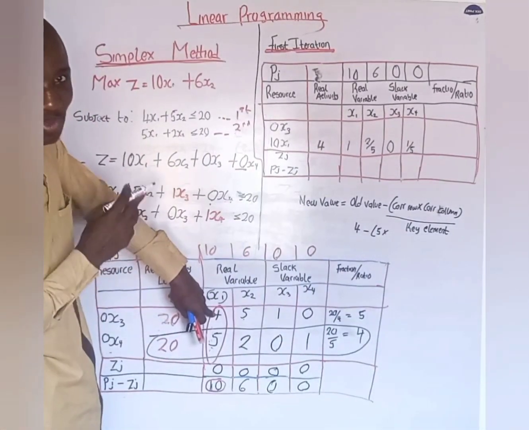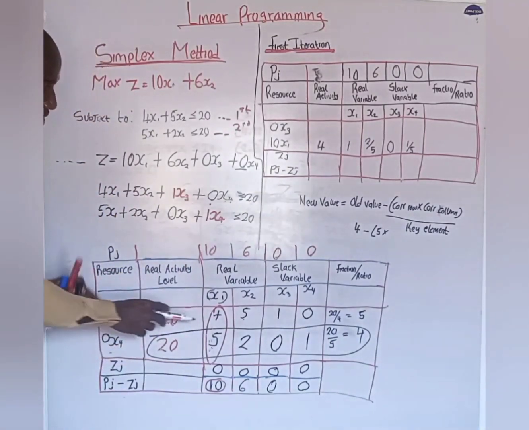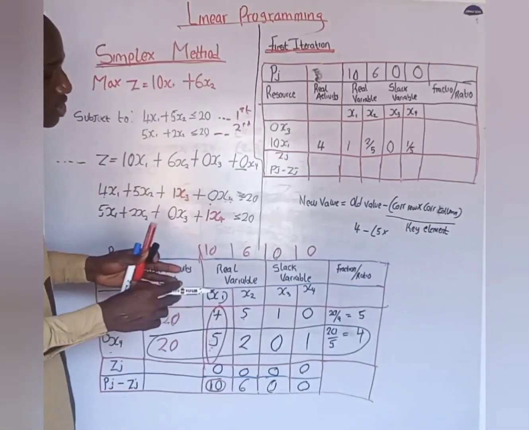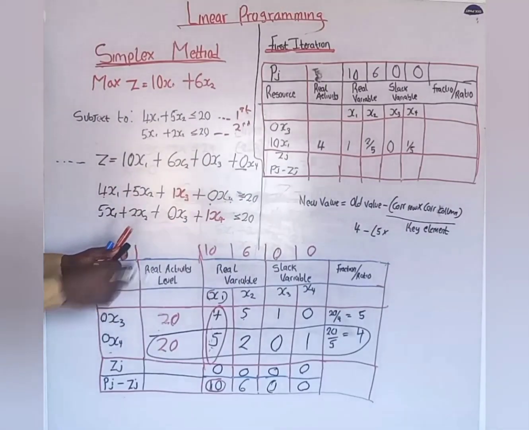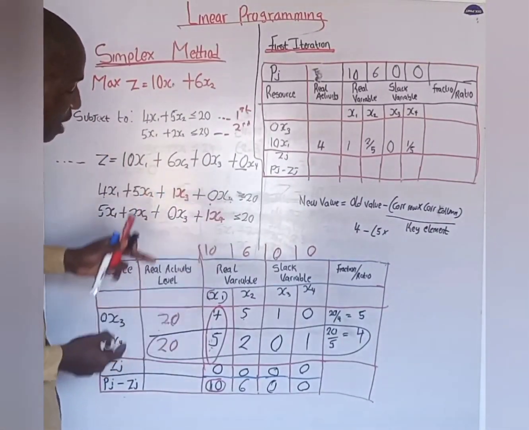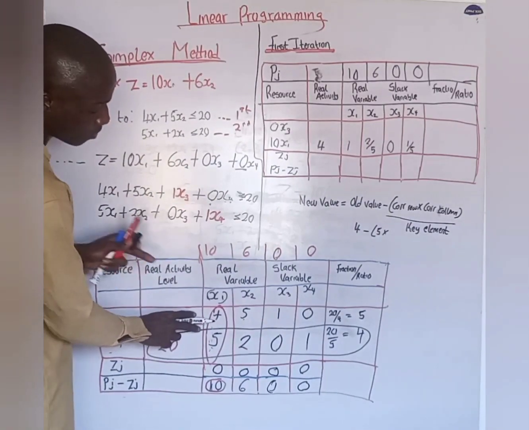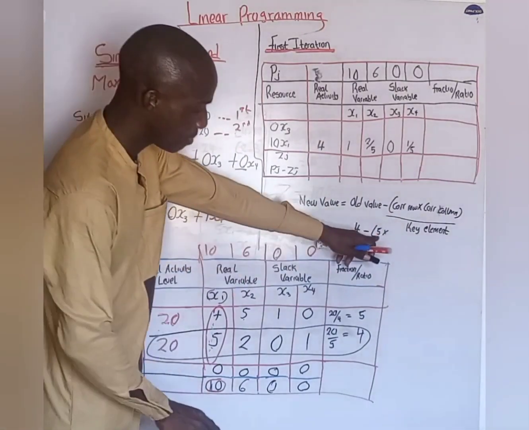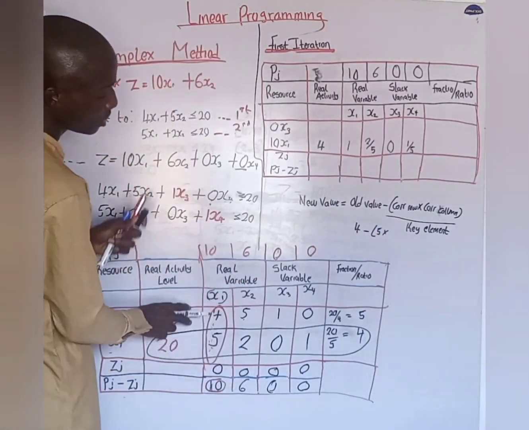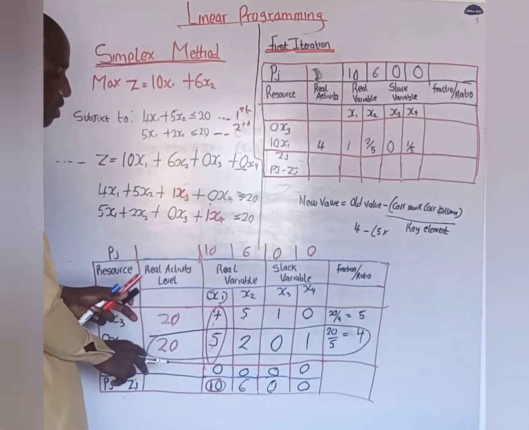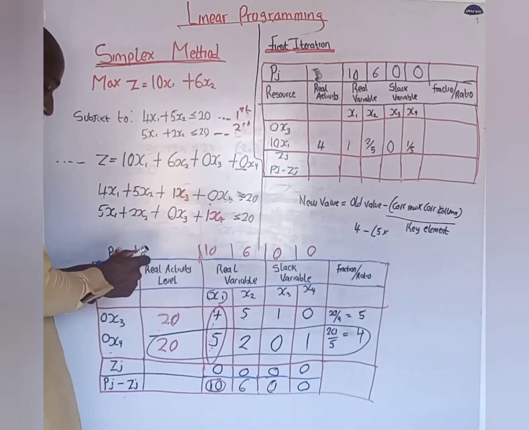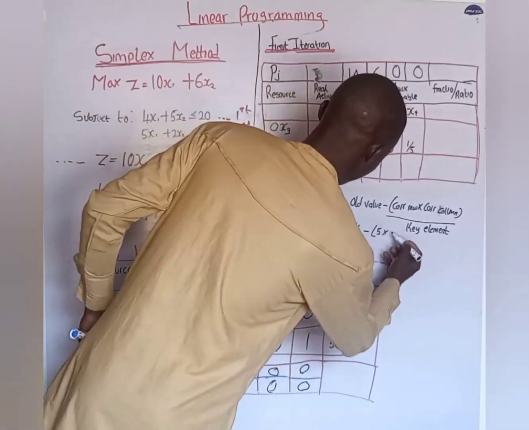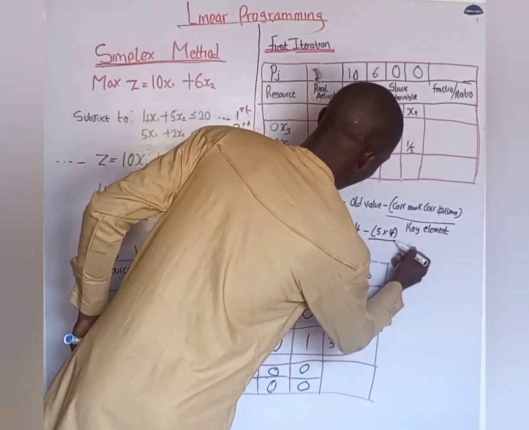Are you getting it? Please, I don't want you to make a mistake. Don't get me wrong. I want to get the new value of 4. I told you that the formula is old value minus corresponding key row element multiplied by corresponding key column element, divided by our key element itself. So the new value of 4 is 4 minus the corresponding key row element, 5, multiplied by the corresponding key column element, which is also 5, over 4 all over 5.